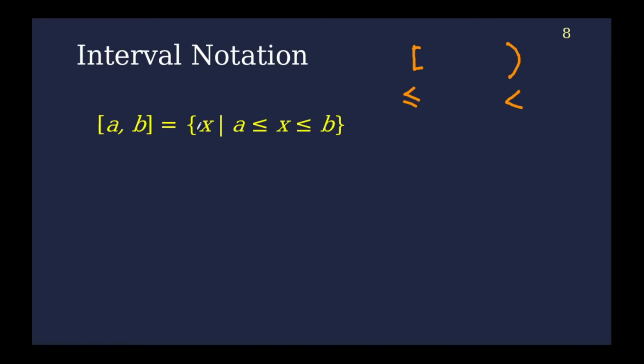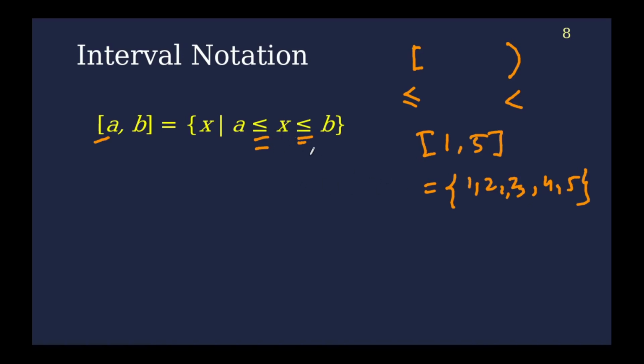If both are square brackets, the meaning is x such that a is less than or equal to x, less than or equal to b. So less than or equal to here, and less than or equal to here. Both brackets are square brackets, so both signs are less than or equal to. So this is the interval notation. For example, if it is represented as [1, 5], this is a set containing the elements 1, 2, 3, 4, 5.